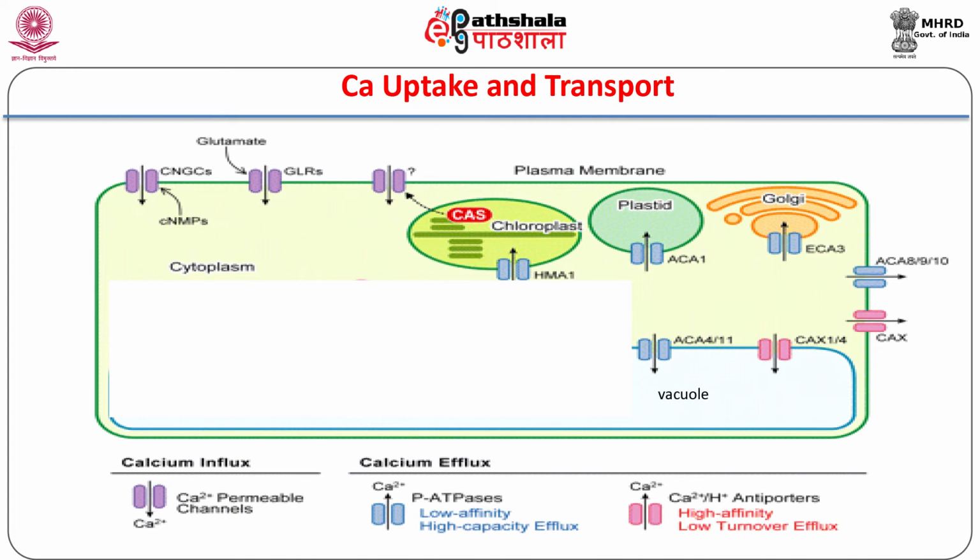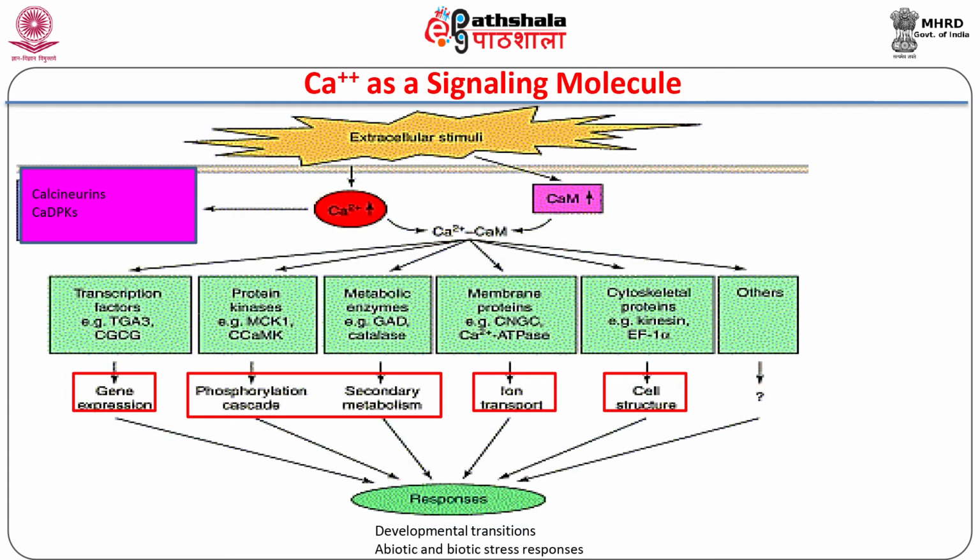An important function of calcium is that of a signaling molecule. Receptor proteins include calmodulins, calcineurins, and calcium-dependent protein kinases. Receptors transduce the calcium signal to subcellular compartments and lead to activation of proteins involved in ion transport, cell structure, and enzymes. It also brings about alteration in gene expression by modulating the activity of transcription factors. Calcium plays an important role in signaling, in regulating responses to developmental cues, abiotic stresses, and biotic interactions.